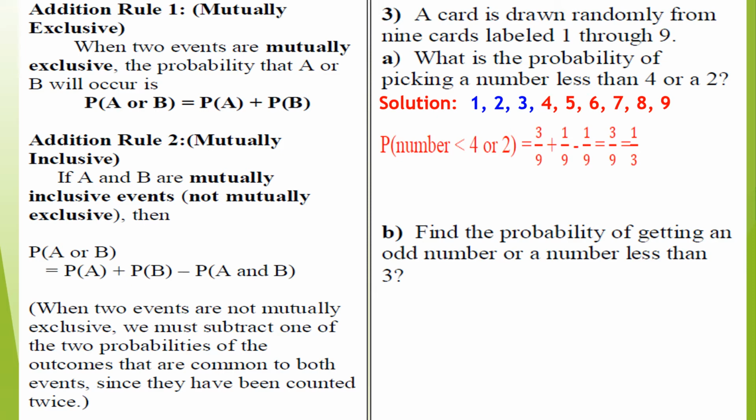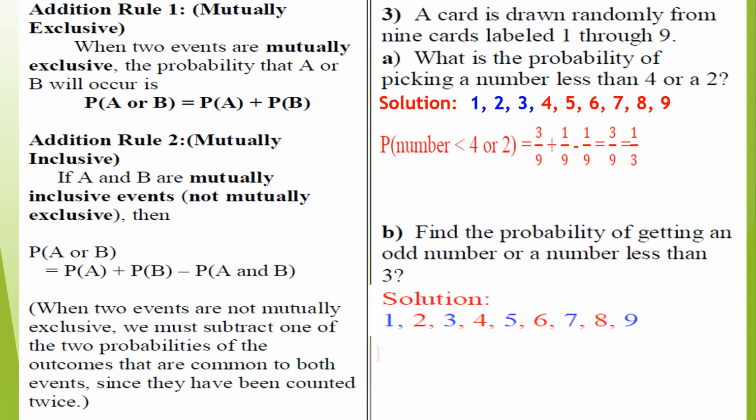But we have counted 2 times. So subtract 1 over 9, which gives 3 over 9 equals 1/3. Letter B. Find the probability of getting an odd number or a number less than 3.